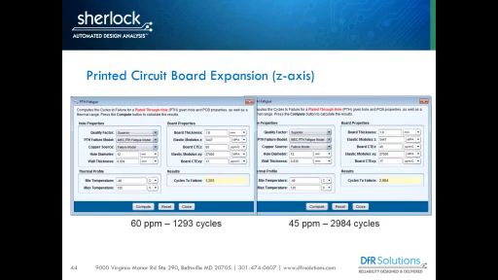Again, another strong influencer is the coefficient of thermal expansion in the z-axis of the board. Some generic laminates, especially non-filled resin systems, have very high z-axis expansion, 60 ppm. I get 1,293 cycles. If I go to something like an Isola 370HR that has more like a 45 ppm, that's almost over 2x improvement in cycles to failure.